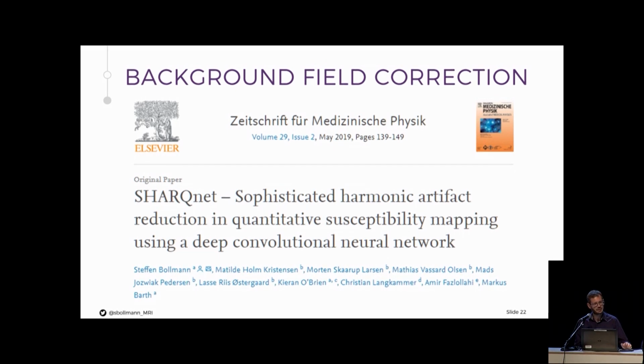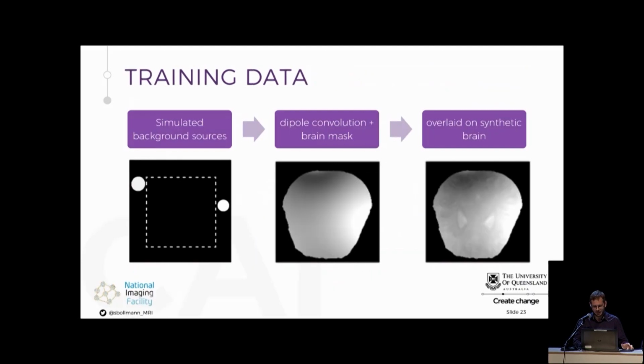So now we only solved the inverse problem of QSM. The next thing is the background field correction. And we used a very similar approach to what we already showed with DeepQSM. We called it SHARQNet. And what are we doing there?